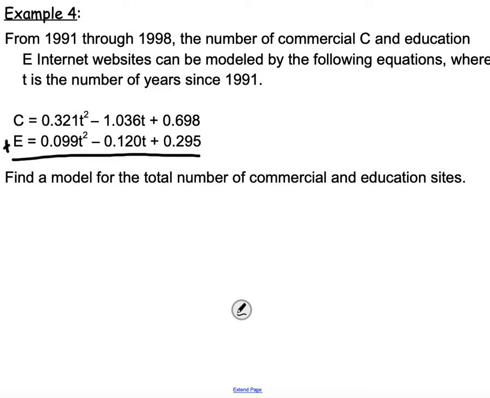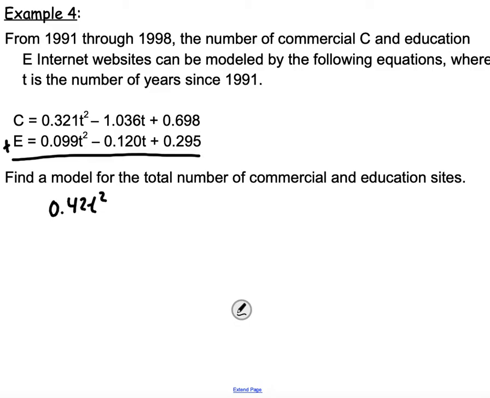So we're going to add them together. When we're adding them together here, we're going to add our like terms. So notice they're lined up really nicely for us. So we can take 0.321 t squared and add 0.099 t squared. So when I did that, I got 0.42t squared.